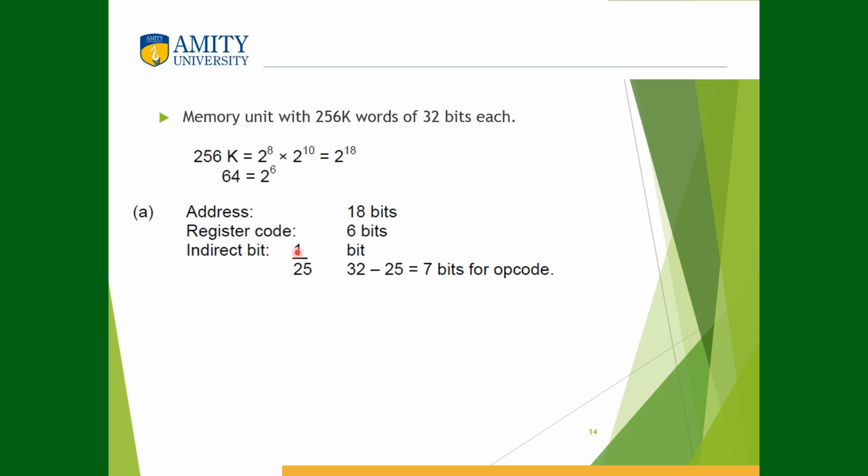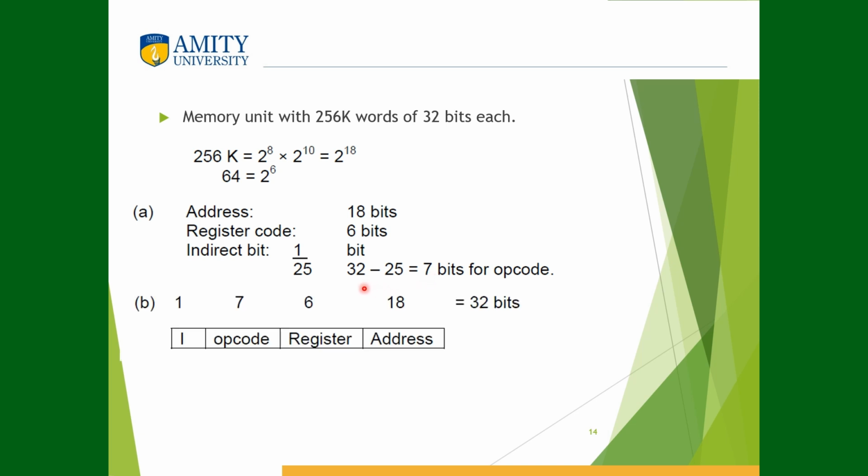The indirect bit is 1, and you can see there are 32 bits per word. So 18 plus 6 plus 1 gives us 25, and the difference from 32 gives us 7 bits, which will be for the opcode. Since we already found 3 parts, the 4th part is the opcode, hence the remaining bits are for the opcode.